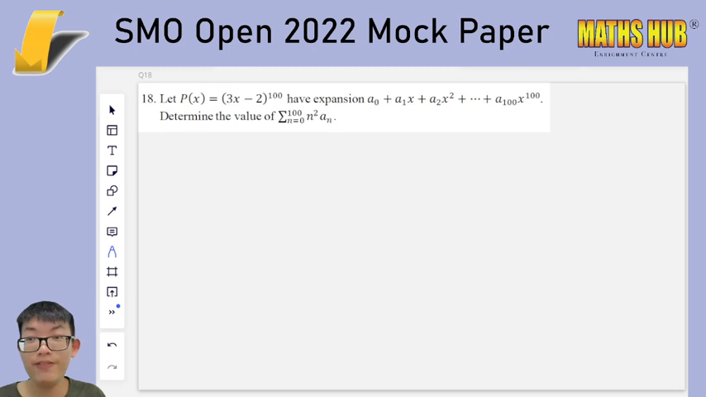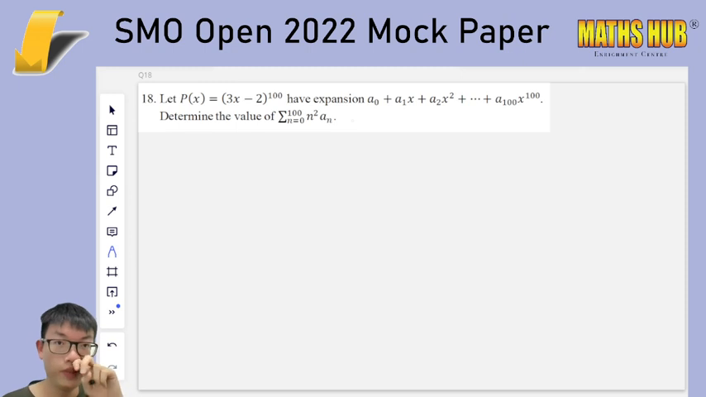Question 18 is a very simple idea once you have heard it, but it's pretty difficult to go in that direction. If you are an experienced competitor for the SMO, you have seen many questions of, here's an expansion, find something about the coefficients. It usually involves substituting something. But that isn't so successful here, because unlike the usual, where you're just asked for, let's say, the sum of coefficients, then you put x equals to 1. This is the sum of the square times the coefficient.